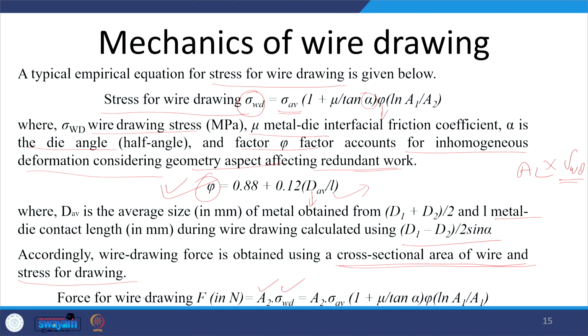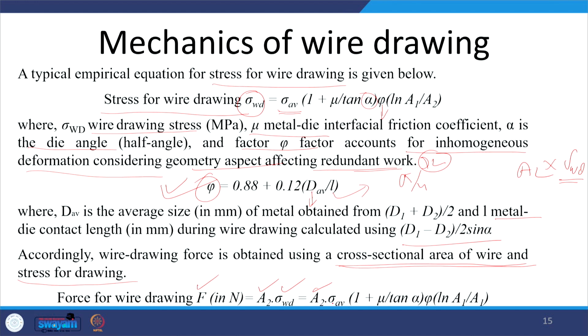So, force for wire drawing F is obtained from A2 multiplied by sigma WD. A2 can be obtained from pi by 4 D2 square. D2 is the diameter of the wire that is being obtained after the wire drawing. Say initial and final, what is happening in one pass. So, that is how it is used.